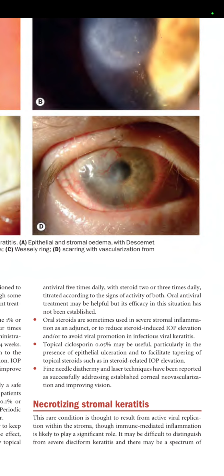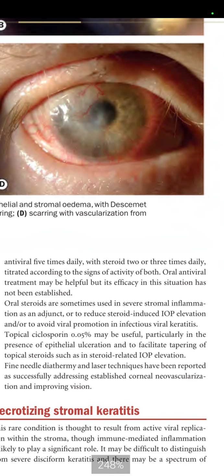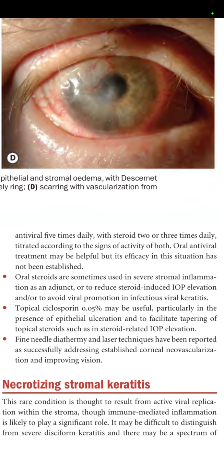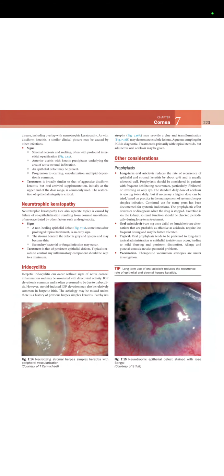Now next is necrotizing stromal keratitis. Necrotizing stromal keratitis is because of HSV infection in the stroma. This rare condition is thought to result from active viral replication within the stroma, though immune-mediated inflammation is likely to play a significant role. It may be difficult to distinguish from severe disciform keratitis, and there may be a spectrum of disease including overlap with neurotrophic keratopathy.